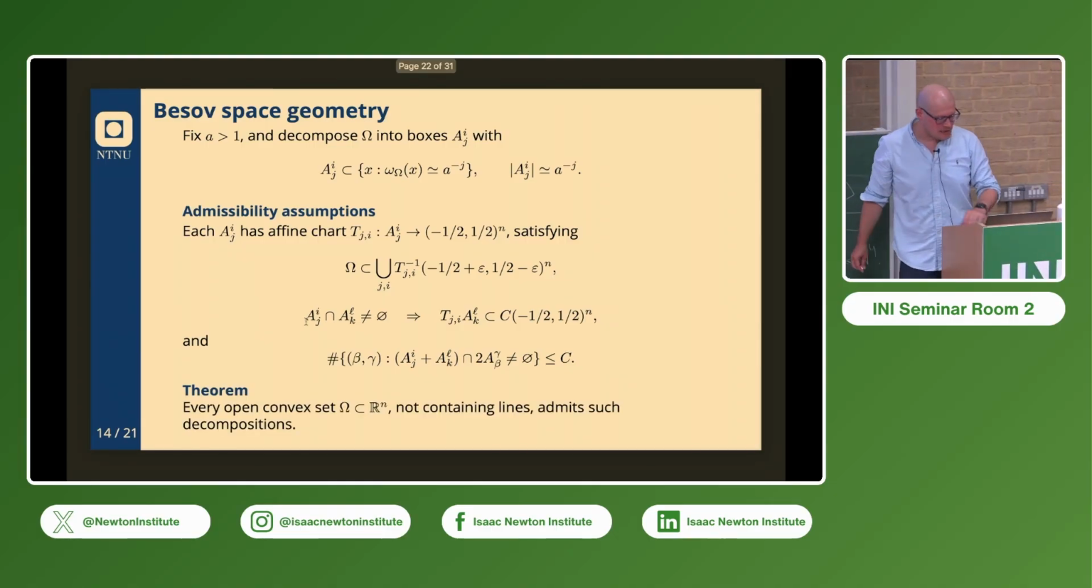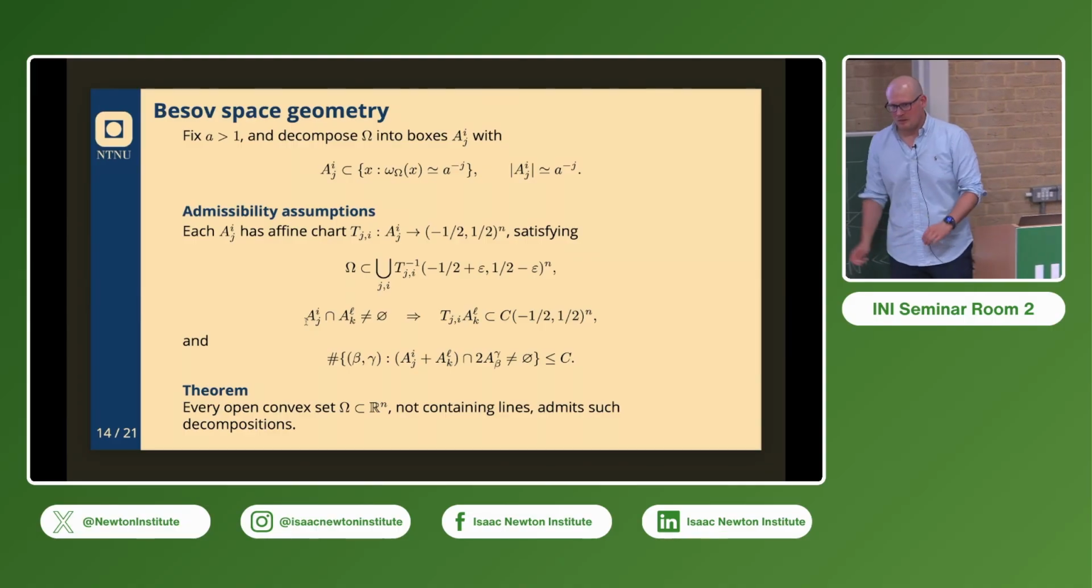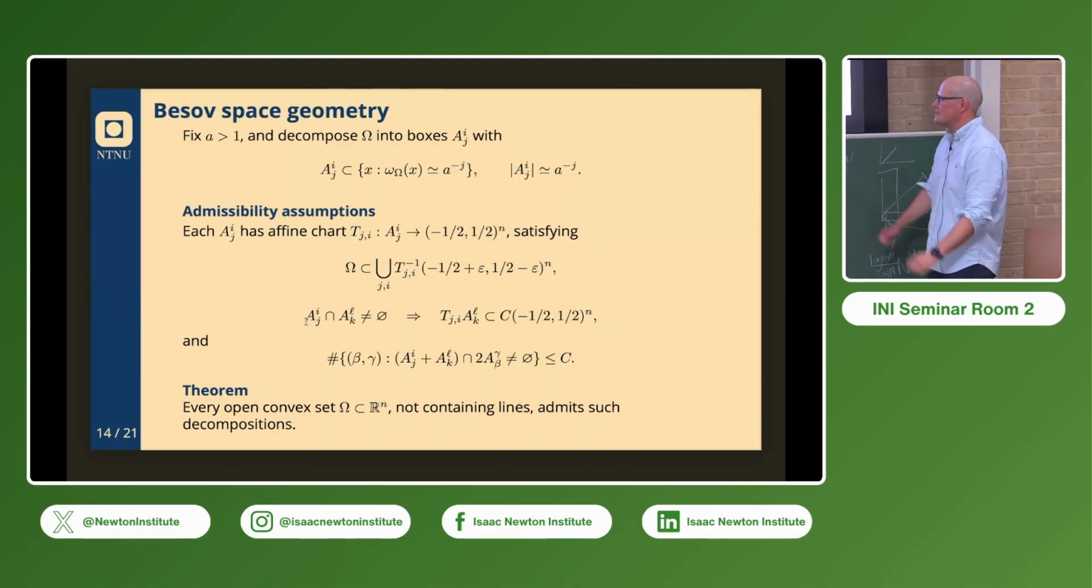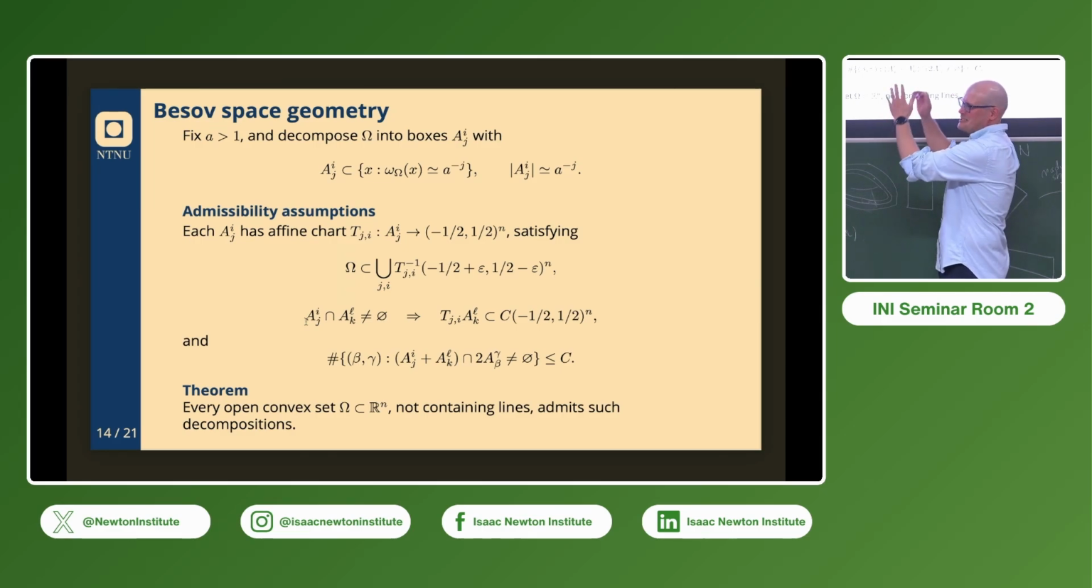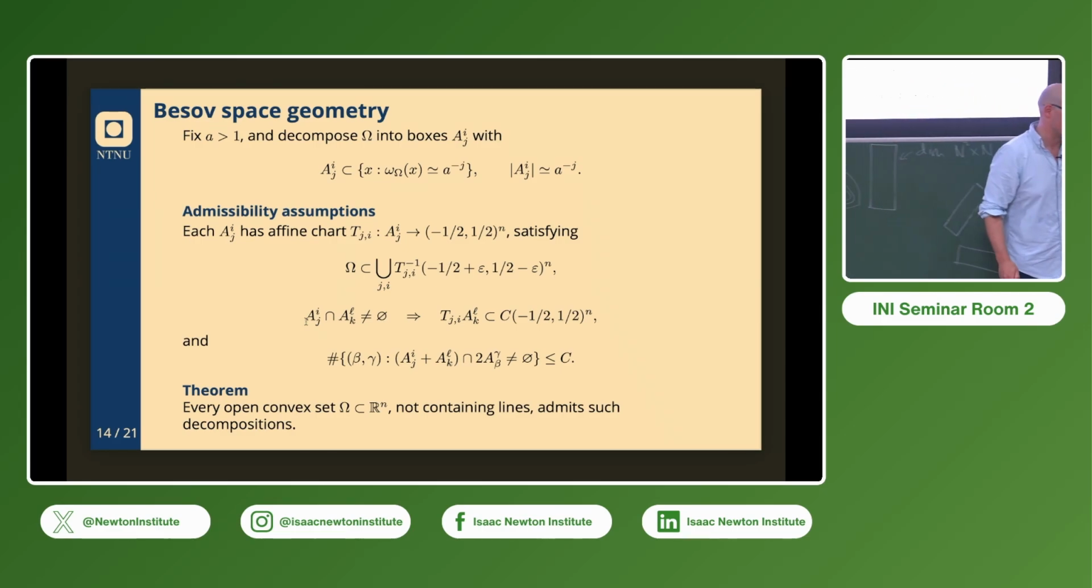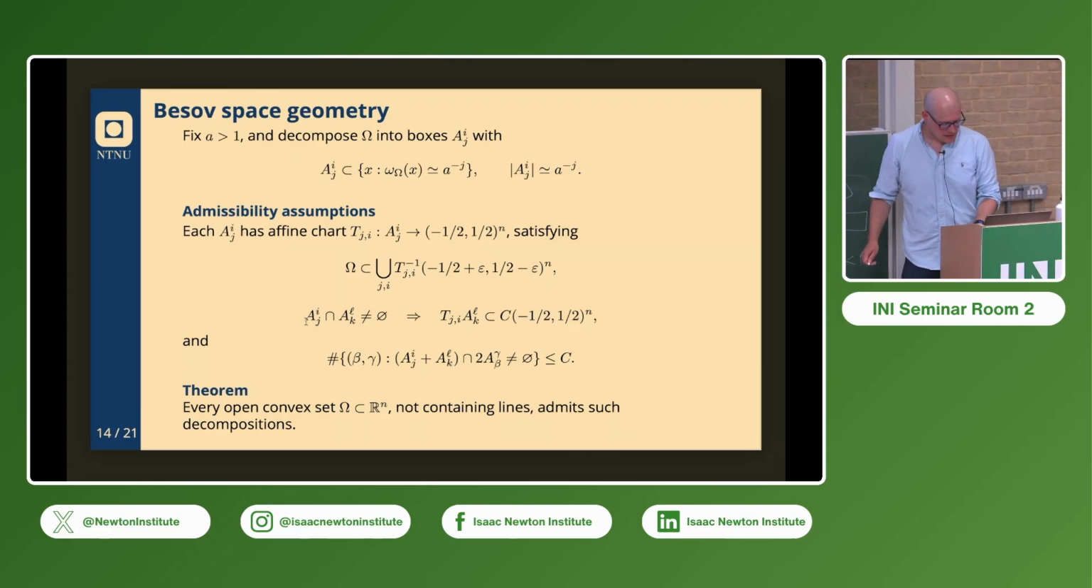And what's more is that, okay, every convex set has such decompositions. So it's nice. And they can be constructed in a very canonical way. You just take the level sets, you take a point, you fit as large a box as possible. You continue doing that until, by induction, Zorn's lemma, you're done, and that gives you a decomposition.